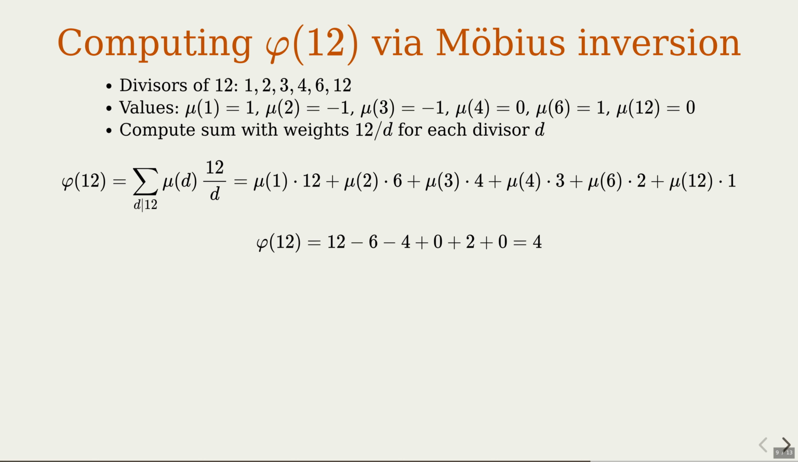So the total is 12 minus 6 minus 4 plus 0 plus 2 plus 0, which simplifies to 4, matching the fact that only 1, 5, 7, and 11 are coprime to 12. This example shows how Möbius inversion turns a theoretical identity into a practical computation tool.